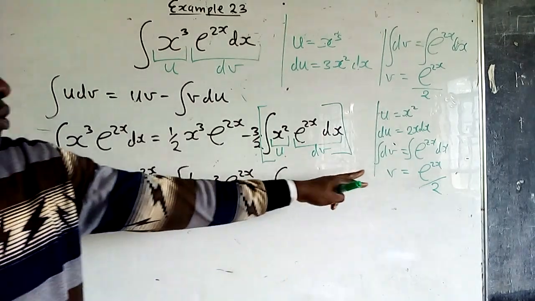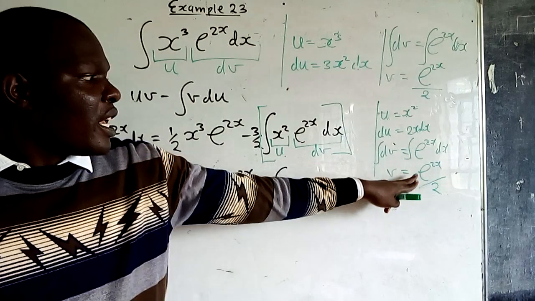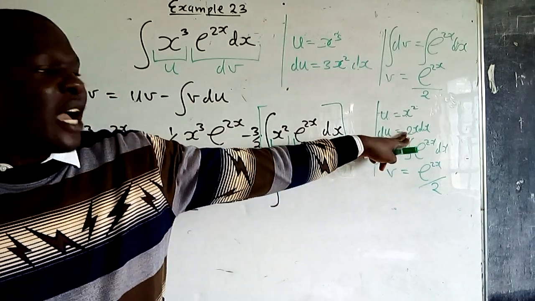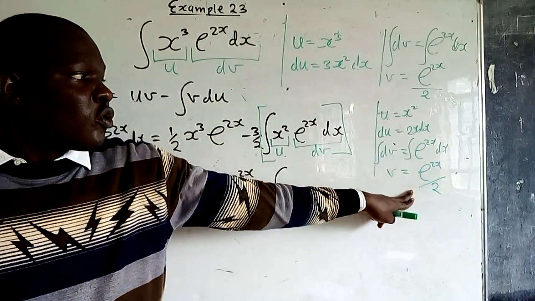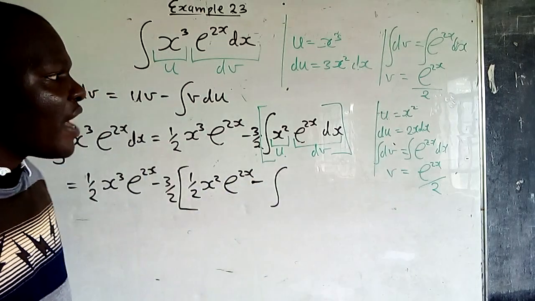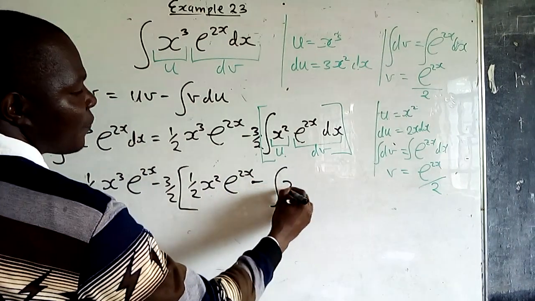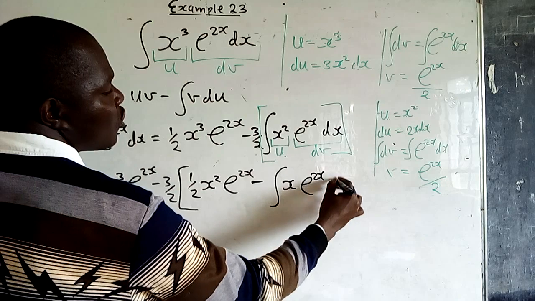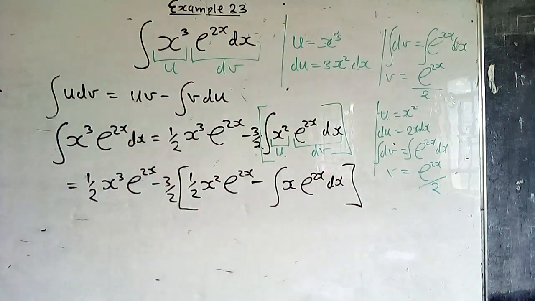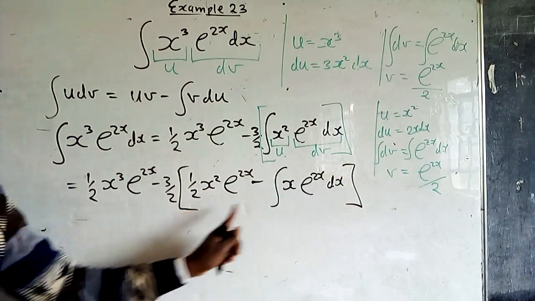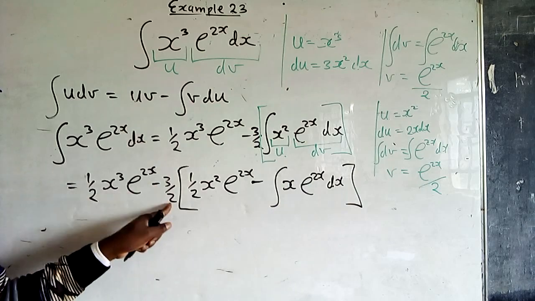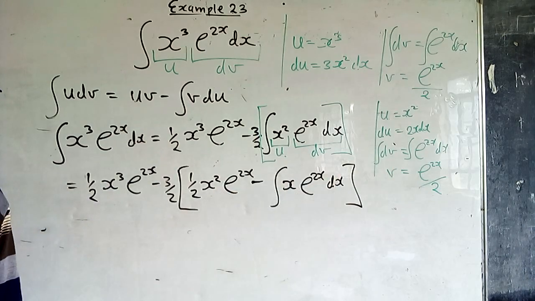What is v times du? V is exponential 2x over 2 times du, which is 2x dx. The 2 will cancel with 2, isn't it? Yes. You remain with x exponential 2x dx inside that bracket, isn't it? So you open this big bracket by multiplying everything inside by what is outside. So can you open that big bracket?